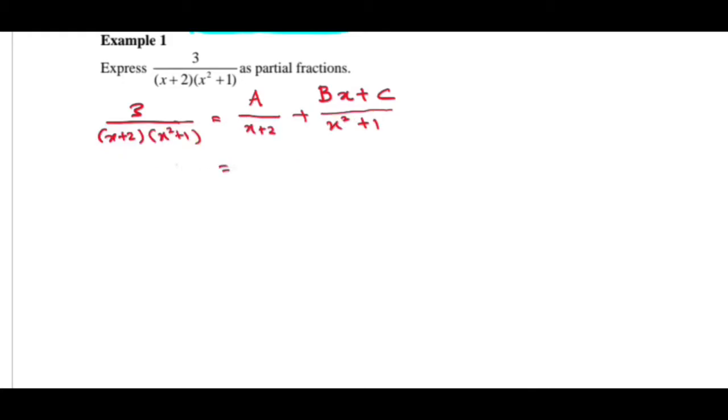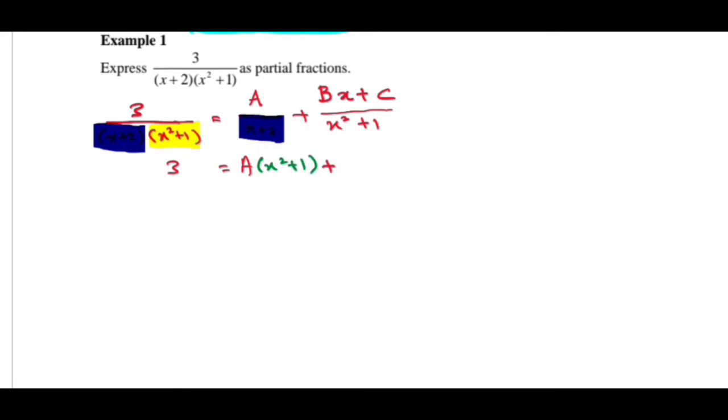Next, we want to compare the numerators. So to compare numerators, the denominator on both left and right hand side must be the same. So what should you multiply with a? Remember, as in the previous tutorial, I've mentioned that you have to ignore the denominator under a, which is x plus 2. So compare that with the left hand side denominator. You also have to delete x plus 2 on the left hand side. So what's left is just x squared plus 1. So write that next to a. Multiply with x squared plus 1.